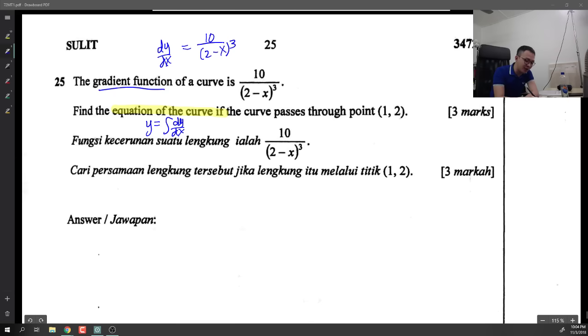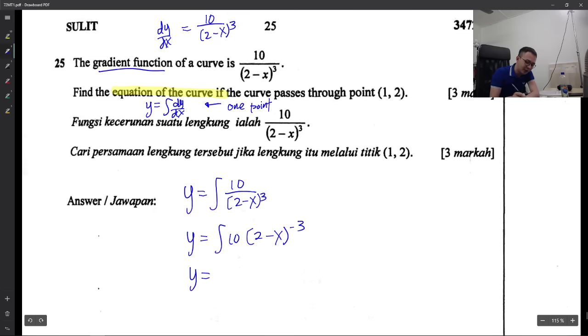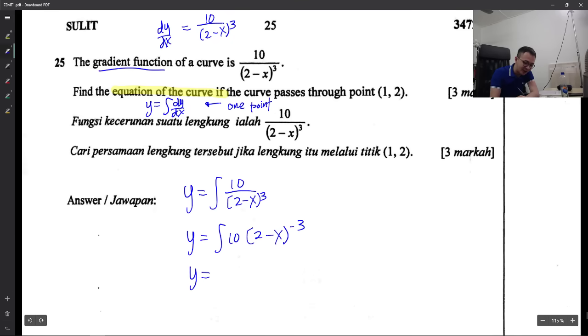But over here, you need to make sure you must have one coordinate. You must have one point, then only you can find the value of c. So I'm going to show you how to do this. First thing is I will write y equals the integral of my dy/dx, (2 minus x) power of 3. And then of course I will simplify it into the index form, negative 3. Integration is what? Power plus 1 becomes negative 2, divide by the new power, negative 2. Differentiate inside the bracket, you will get negative 1, plus c.